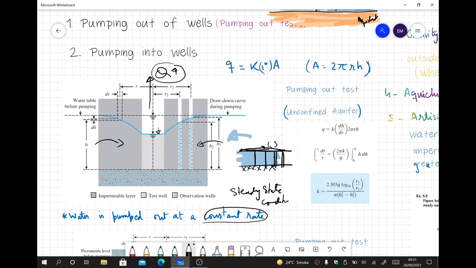And how is it confirmed? The water table does not fall down. Initially the water table was here and it has fallen down up to this point due to pumping, but it does not fall below. So that means we have reached a steady state condition. Once the steady state condition is observed, then we do the measurements.